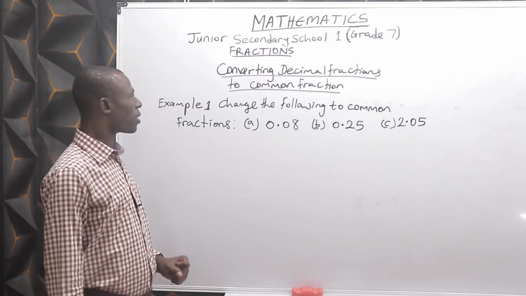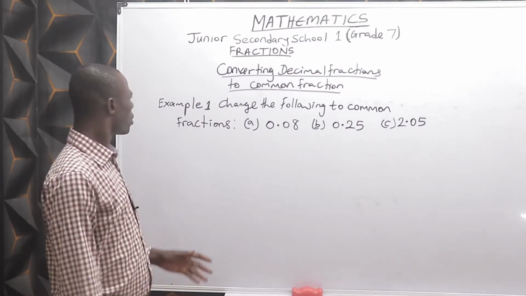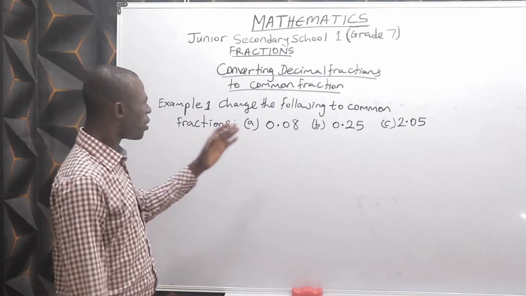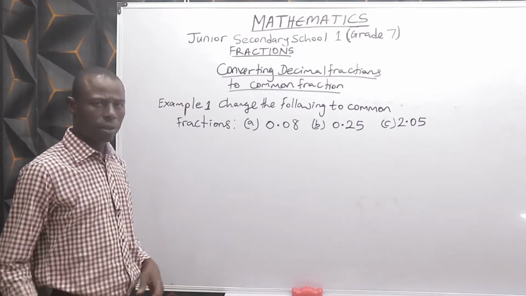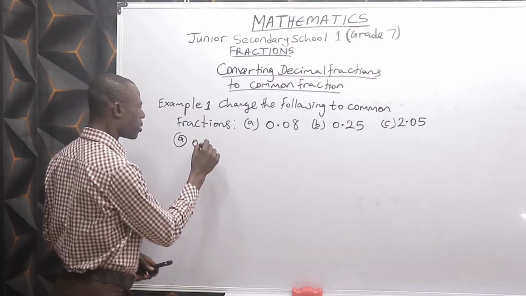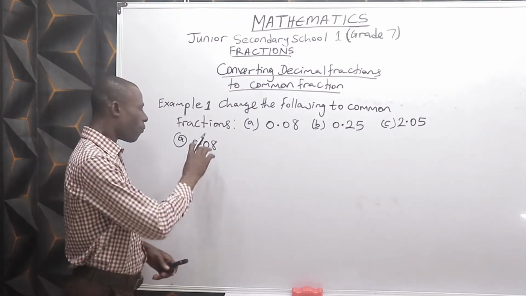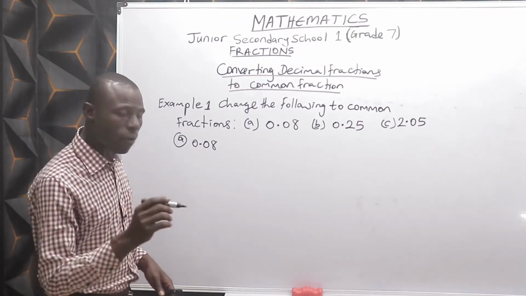Now we come to converting decimal fractions to common fractions. Example 1. Change the following to common fractions. Question A is 0.08. This is a decimal fraction. How do we convert this decimal fraction to a common fraction?